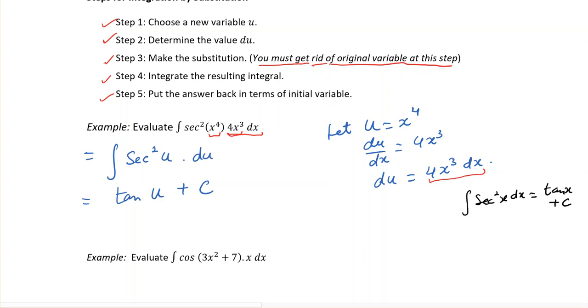And the last step is you put back the answer in terms of the initial variable. So we can again get everything in terms of x. So let's substitute back the value of u, which was x raised to power 4, plus c. So that is our answer.